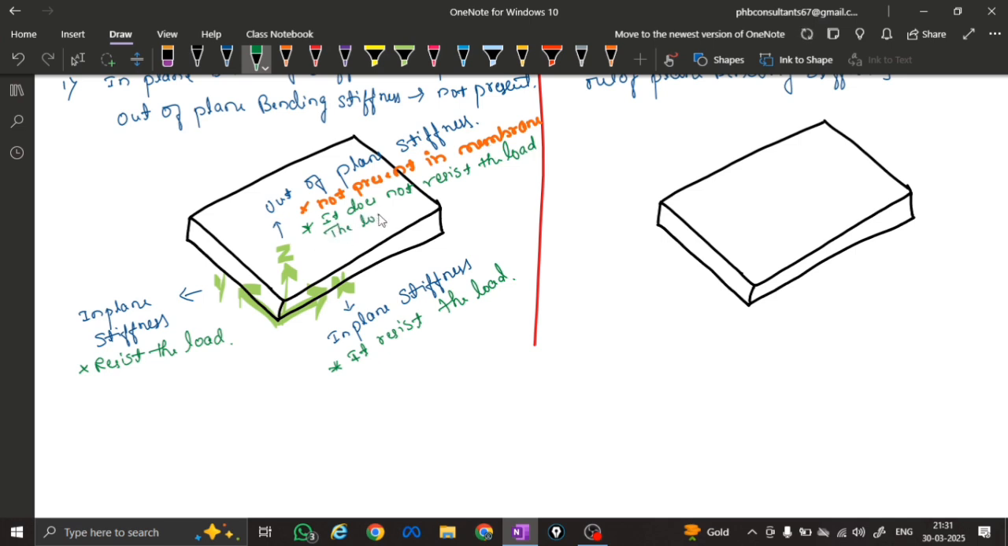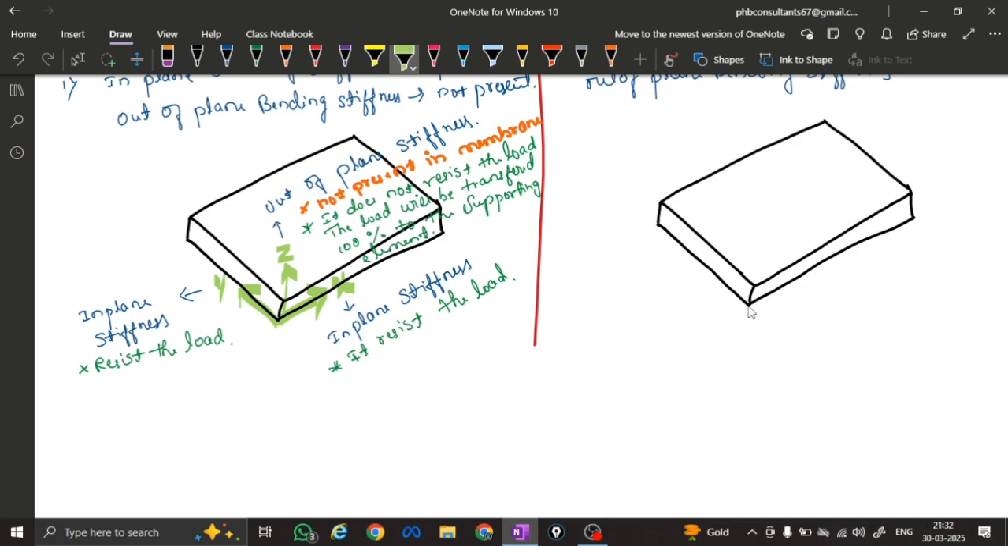The load will be transferred 100% to the supporting element. In our case, supporting element means beams. Membrane will transfer the 100% load to the beams. Okay.